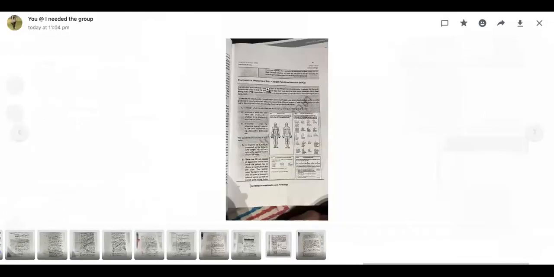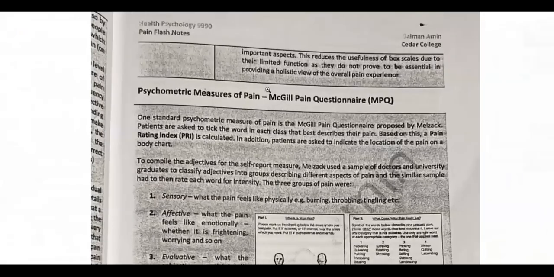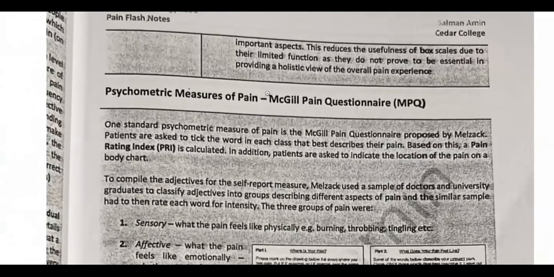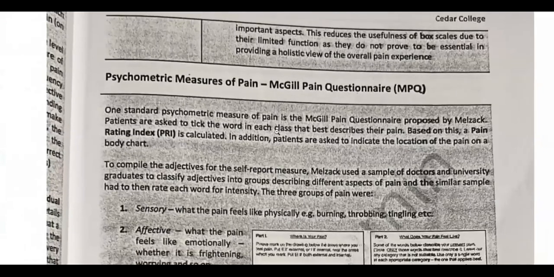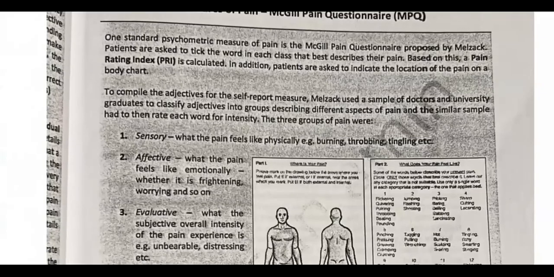Okay, so this was general. Again, you have specific ones. That includes McGill, that includes Wong Baker. We're just going to get into this. So the first one we've got over here is the McGill Pain Questionnaire. Basically it has a pain rating index, PRI. Okay, so this is under psychometric measures and visual rating scales in your book.